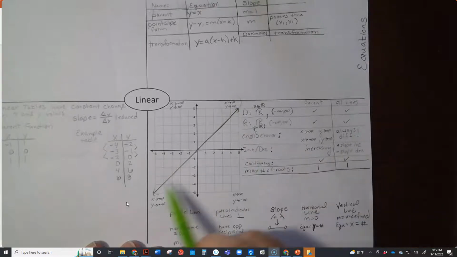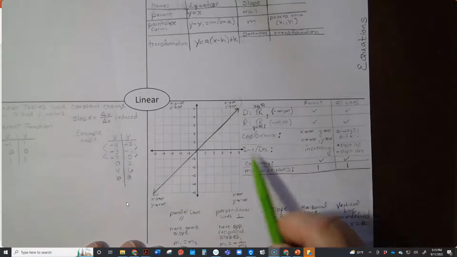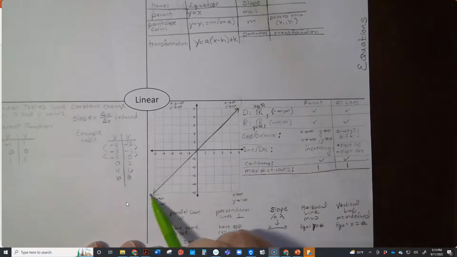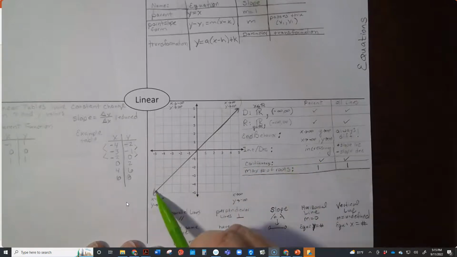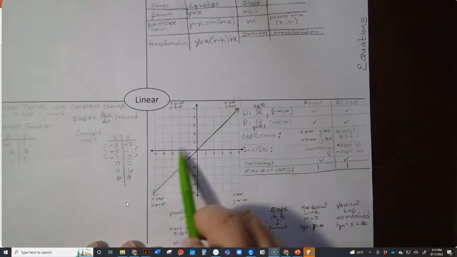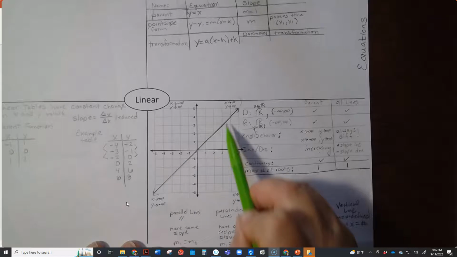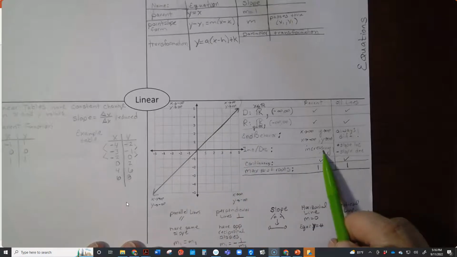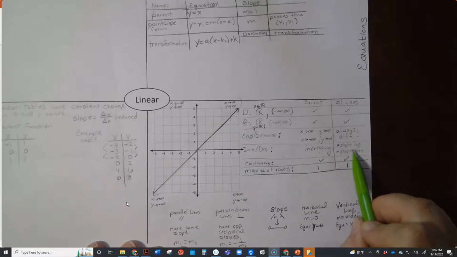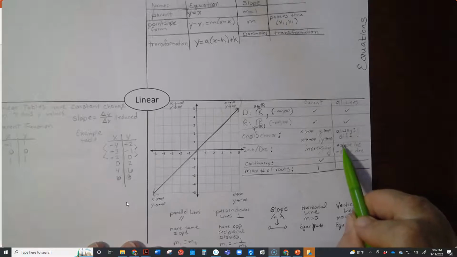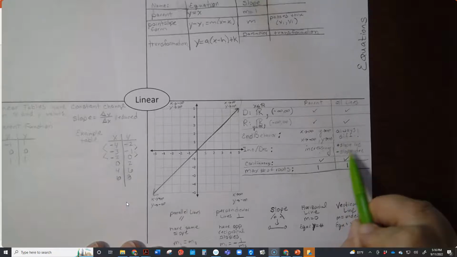This particular parent function right here is increasing over its entire domain. That means that as I move along this function from left to right, the y values are increasing. And for all lines, it's going to depend on the slope. If you have a positive slope, the graph is going to be increasing. If you have a negative slope, the graph is going to be decreasing.